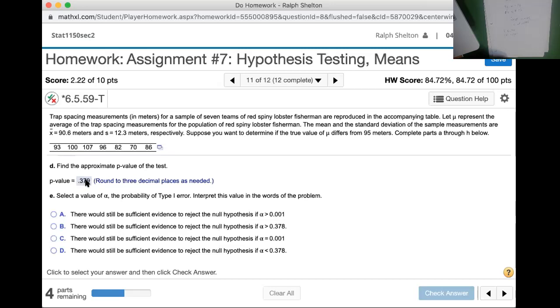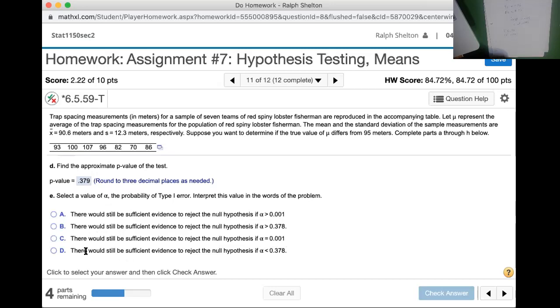So we got this 0.379. It said, what if alpha were greater than 0.001? Well, that doesn't make a lot of sense because it doesn't say how much greater. That's too vague. Same thing here. So let's jump to C. There would be sufficient evidence to reject it if alpha were 0.001. No, there wouldn't, because this is not less than this. To reject, the p-value has to be less than alpha. So that doesn't make sense.